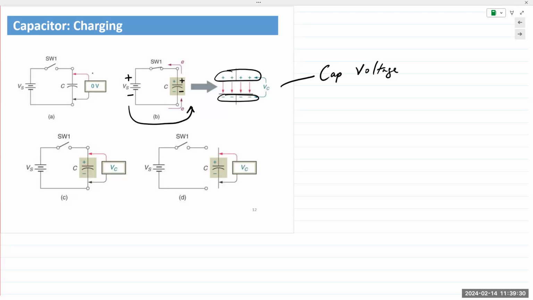Even though electrons are not crossing through the capacitor, we still refer to that as current flowing through the capacitor. Again, I repeat, even though electrons are not physically crossing through the capacitor plates, we still refer to it as current flowing through the capacitor. I want to make sure everyone understands that. And that's as far as we go into the physics of capacitors. We won't go much in depth.